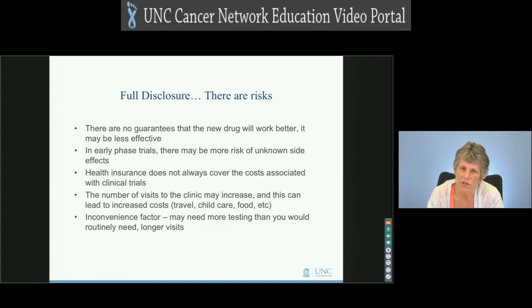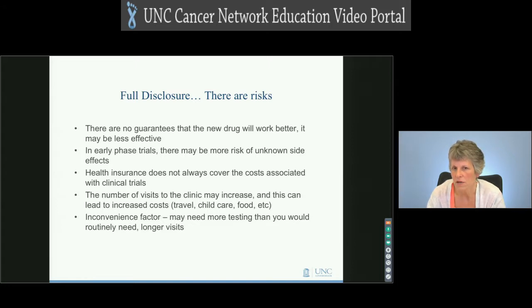One of the unfortunate things is that healthcare insurance does not cover the costs that are associated with clinical trials. There's a lot of financial risk that our patients can be put in, and so I've got some more information on that. But I really encourage all of our patients to talk to their insurance companies before they sign up for something, because we're talking tens of thousands or hundreds of thousands of dollars of care, depending on the drugs that might be part of the treatment that are considered routine and not part of the study.